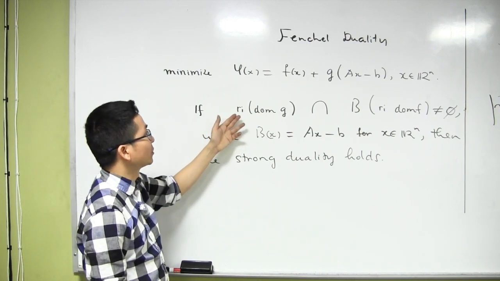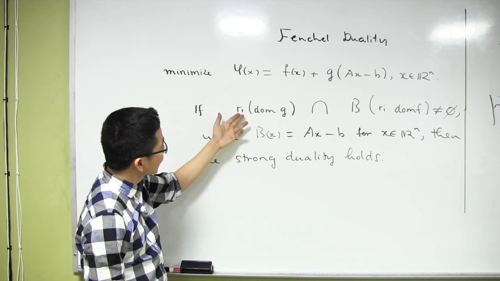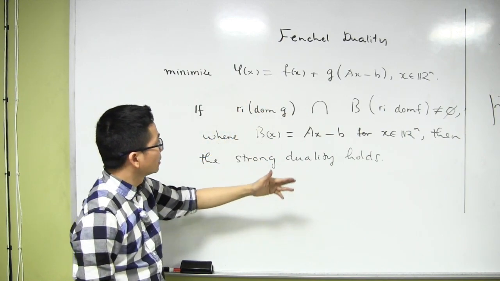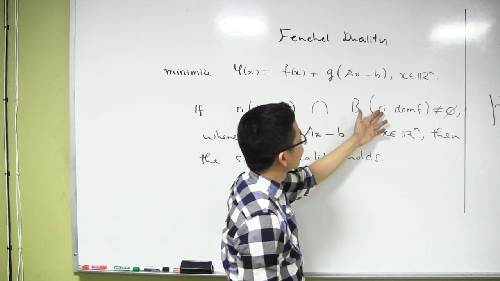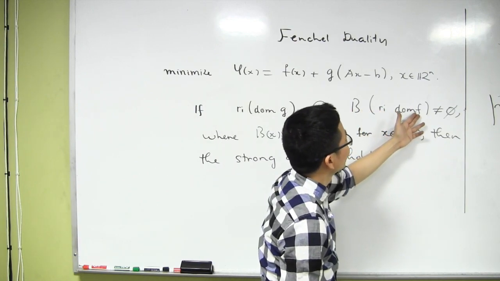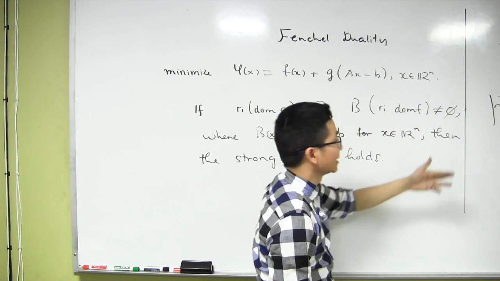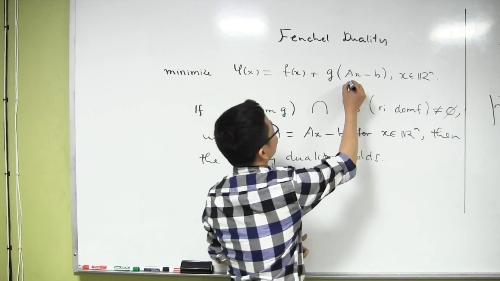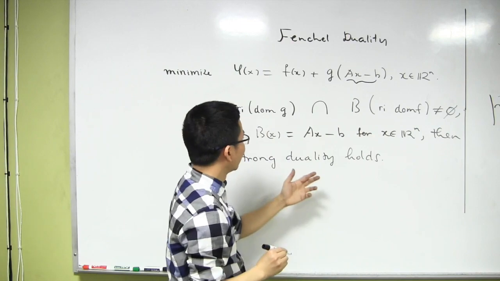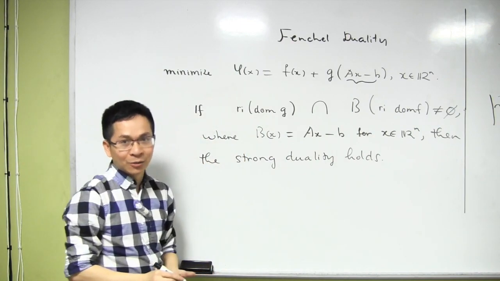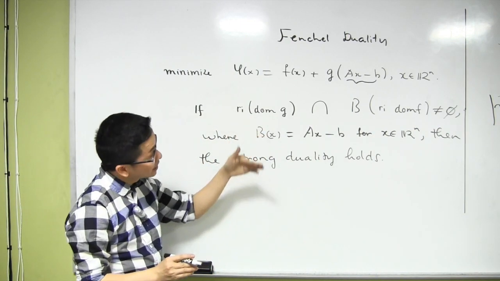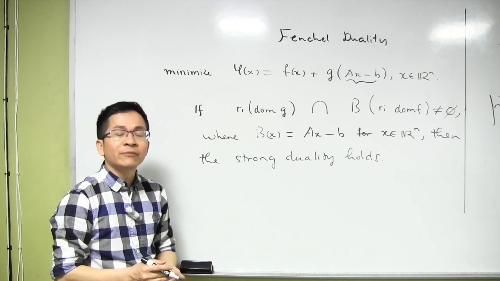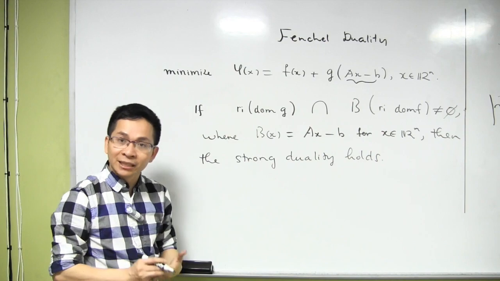We can easily show that if the intersection of the relative interior of the domain of g and B of the relative interior of the domain of the function f is non-empty, where B of x is Ax minus b, so this is B of x, then strong duality holds. Okay, and the proof is very simple. It follows directly from the Fenchel strong duality theorem.